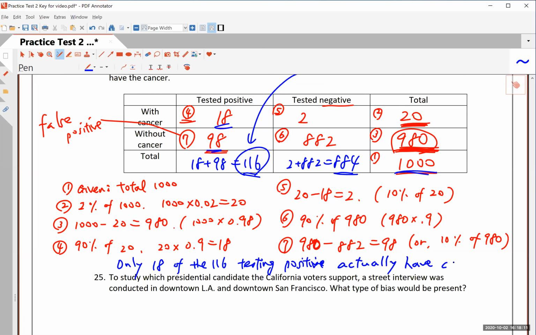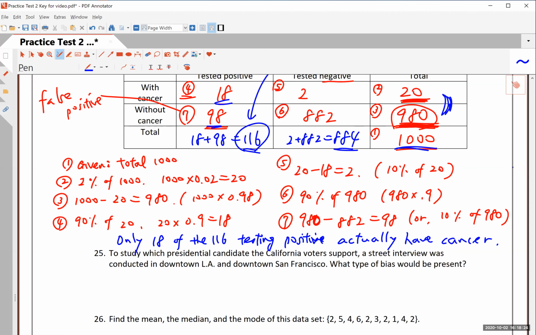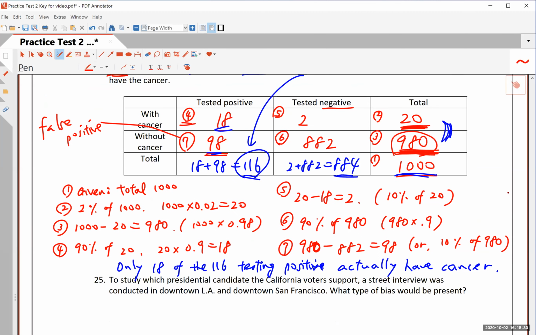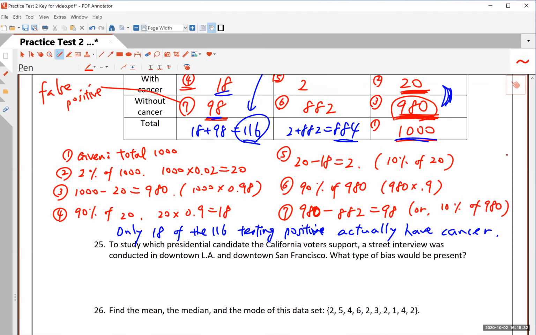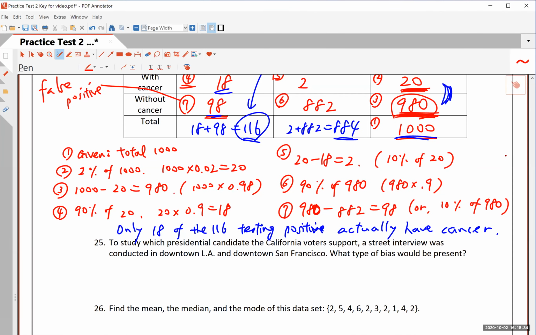So only 18 of the 116 people who test positive actually have cancer. And so this is what happens when the disease is rare. Because these numbers are lopsided, the number of false positives is tremendously large. Certainly you should take care and get further testing, but you can't just assume that you have this cancer just because you test positive.